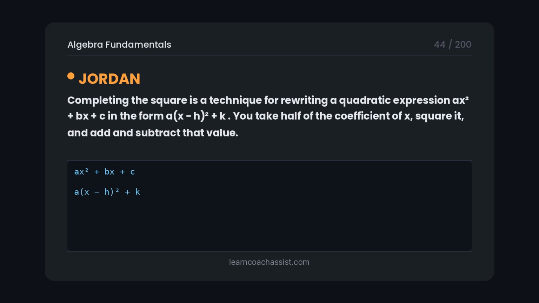Completing the square is a technique for rewriting a quadratic expression x² + bx + c in the form a(x − h)² + k. You take half of the coefficient of x, square it, and add and subtract that value.